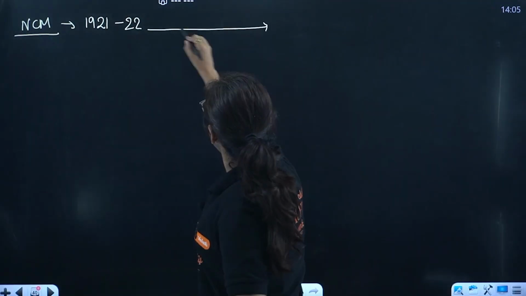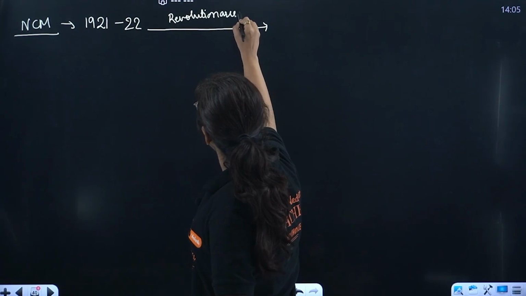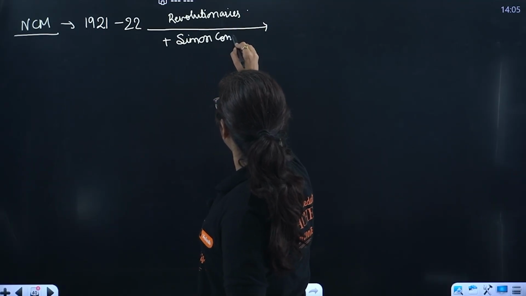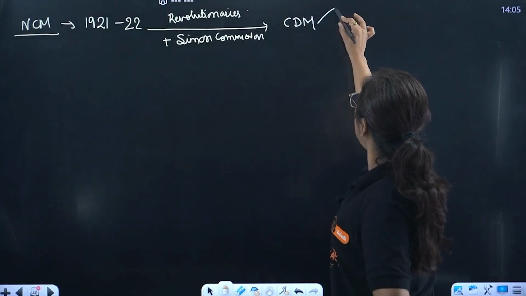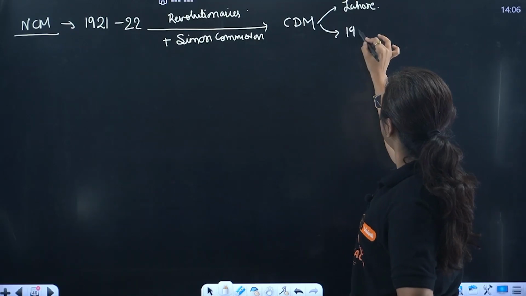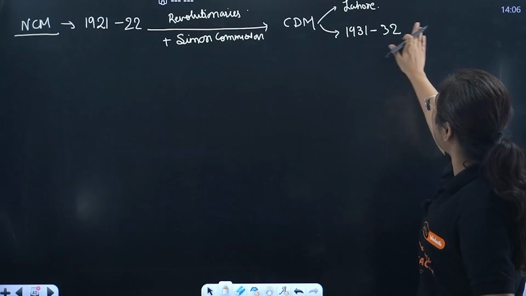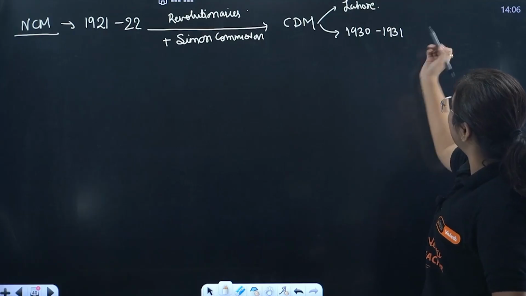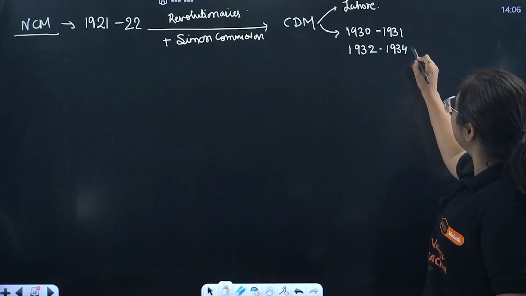In between, there were a lot of revolutionary activities going on, and along with that came the Simon Commission too. These were major events. Okay? Then the civil disobedience movement was launched at the Lahore session with the demand of Purna Swaraj, and this continued from 1931 till 1932. Then the Gandhi-Irwin Pact, however it is 1930 to 1931, was signed. It was restarted in 1932, but it lost its momentum in 1934.